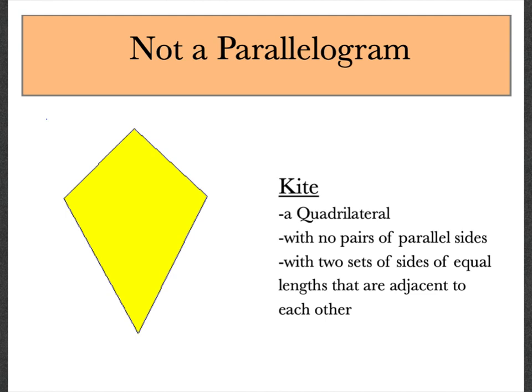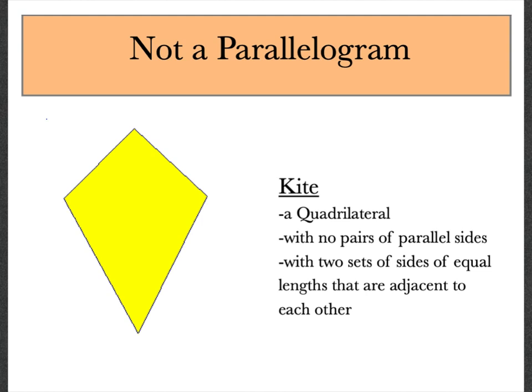So a kite, it has to be a quadrilateral. So once again, 4 sides. Awesome. Then we have to have 0 pairs of parallel sides. So if we look at this, none of these sides are going to be parallel, right? This side meets up with this one, so that intersects. And then this one intersects with this one, and then intersects with this one. So they all intersect with each other. We have 0 parallel lines with this.